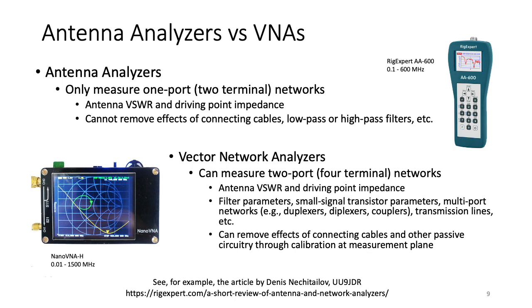On the other hand, a vector network analyzer can measure two-port or four-terminal networks, and the antenna VSWR and driving point impedance can be determined just as with the antenna analyzer. However, in this case, we can also measure such things as filter parameters, small signal transistor parameters, multi-port networks, duplexers, diplexers, transmission lines, etc. And the advantage of the vector network analyzer is that through the calibration process, we can effectively remove the effects of connecting cables and other passive circuitry. Also establish a particular measurement plane at which measurements are performed.